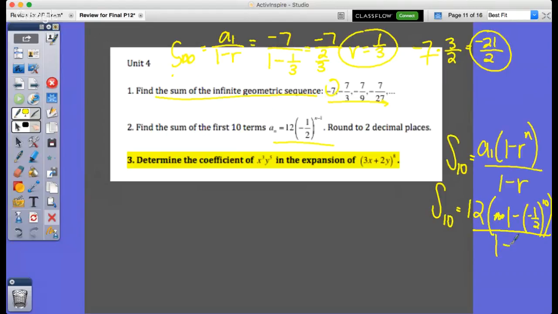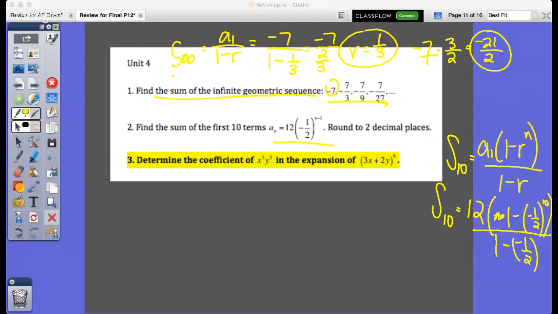And then we do 1 minus negative 1/2 on the bottom. More or less, it's just a lot on this. But once you identify the right formula and you show work, you're going to get credit back for this once you show it. So we could just do negative 1/2 to the 10th here.